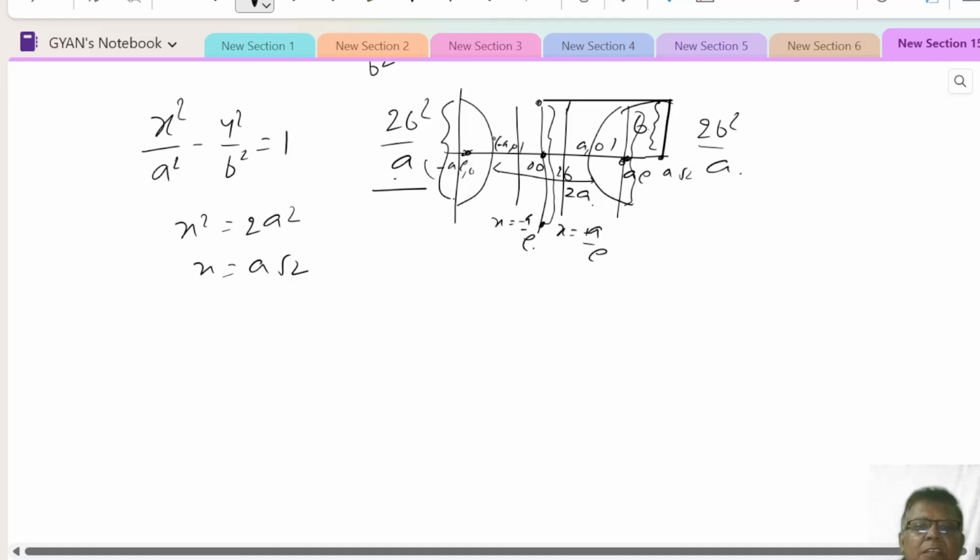So what is the relation between this locus point, varying point on the hyperbola, and the two fixed points? So this distance minus this distance, which distance? This distance will be always constant. So suppose SP and S dash P, SP and S dash P. So SP minus S dash P will be always constant.